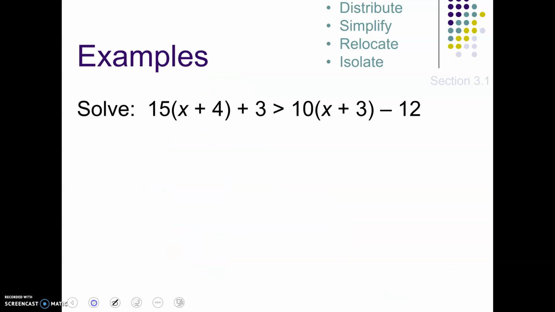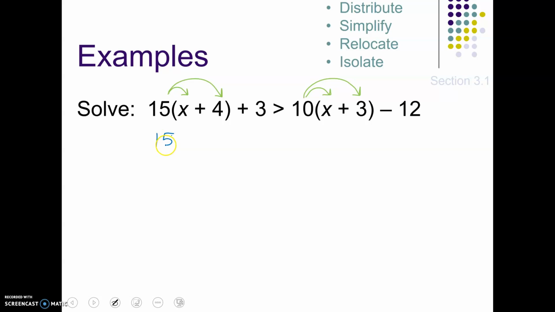Let's try one more example. See if this helps us see the patterns. All right, again, same 4 steps as before. We want to distribute, simplify, relocate, and isolate. So for step 1, let's distribute to remove these parentheses. Again, the whole point of doing that is to loosen up or free up all the terms so that they can move around.